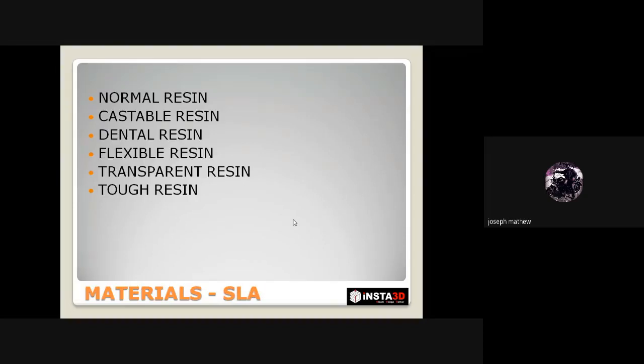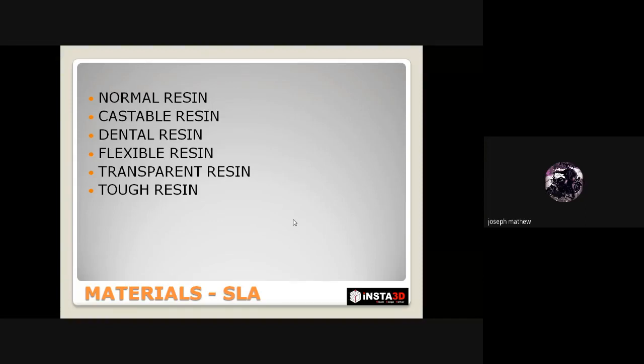So coming to the materials used in an SLA 3D printer, there are different materials which are used. These are the types of resins available. First one is the normal resin, which is a normal thermoset resin, cured at 405 nm wavelength of UV light. And then comes the castable resin, which can be used in making dyes or molds. And then comes the dental resin, which is biocompatible in nature, and it can be used for dental purposes. And then comes the flexible resin, which we can use for prototyping purposes.